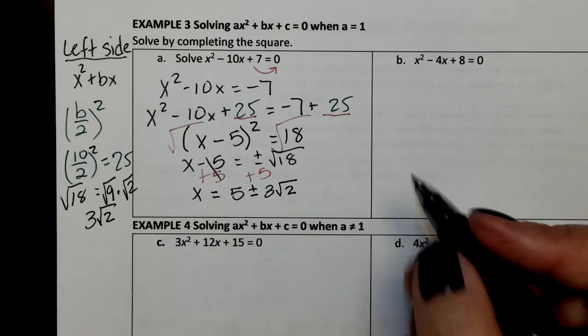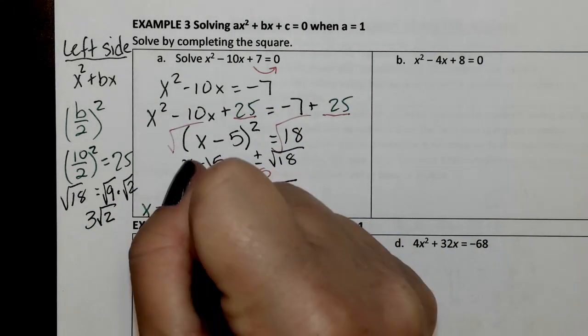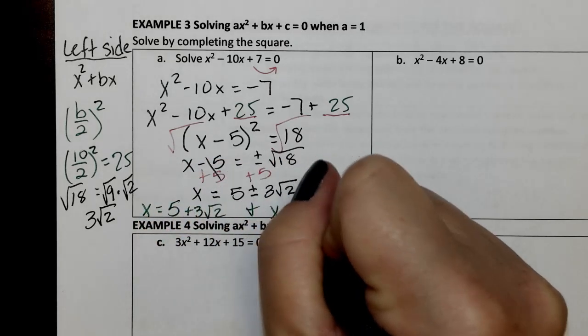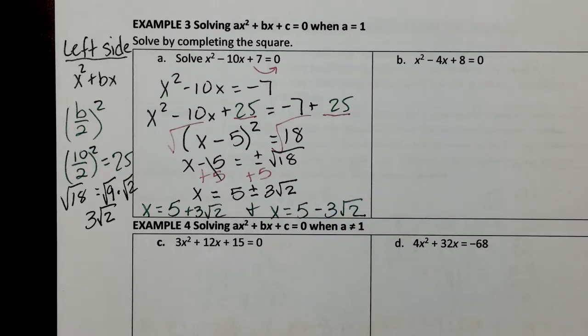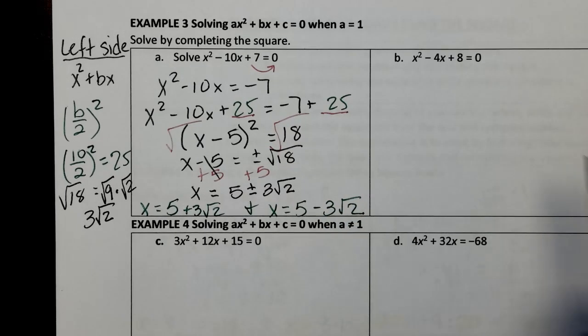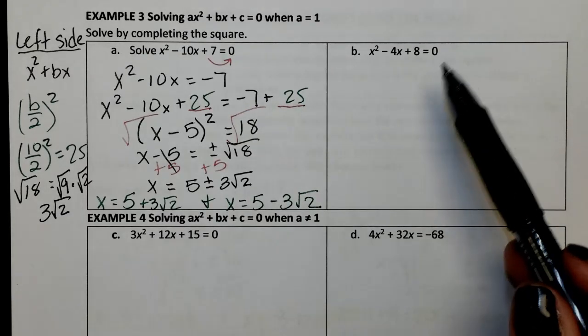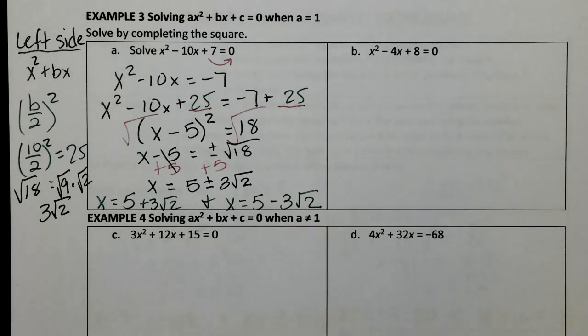What does it mean? It means that my solutions are, I'm going to write them in a different color, x is equal to 5 plus 3 square root of 2, and x is equal to 5 minus 3 square root of 2. All right, so if you want to now try this with B, just to see if you kind of have an understanding, see if you get stuck anywhere, see if you need to ask some questions when you come into class next. I will go over it, but I would like for you to give it a little bit of a try. So please pause now and give it a try.